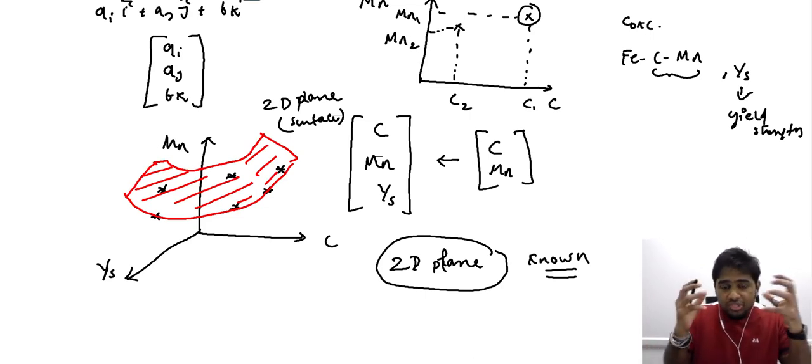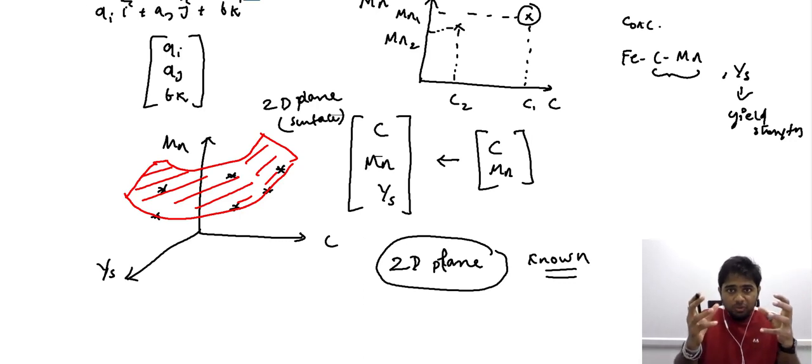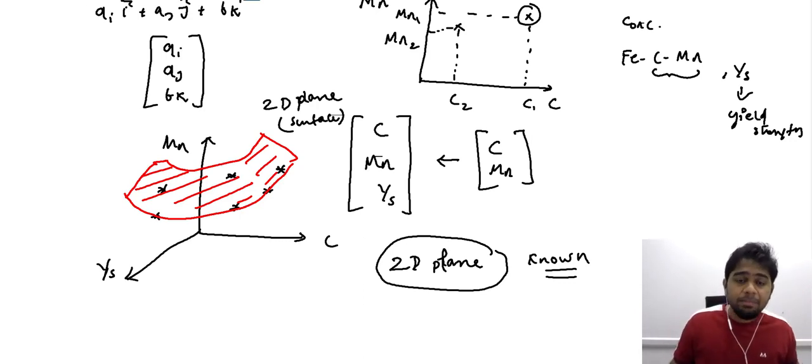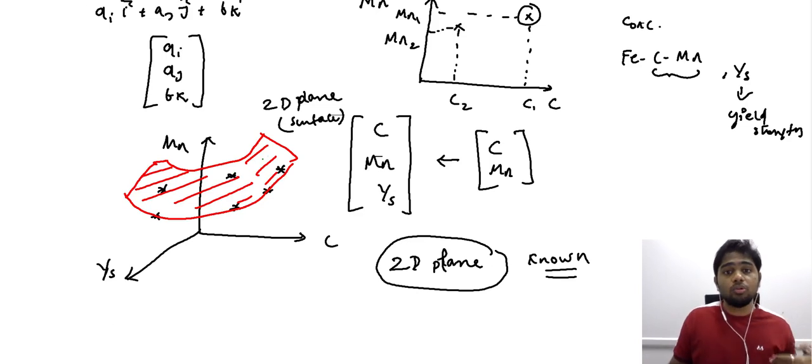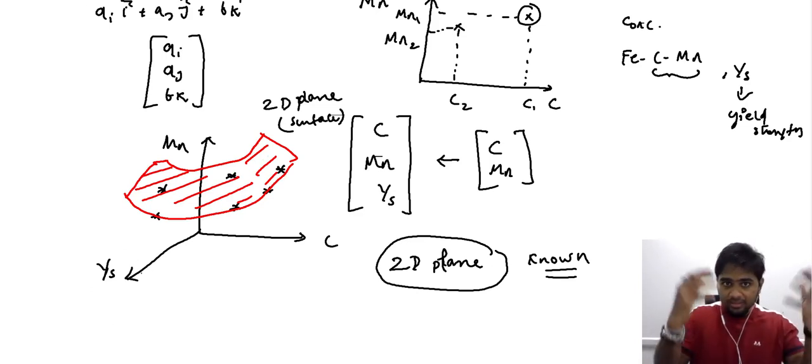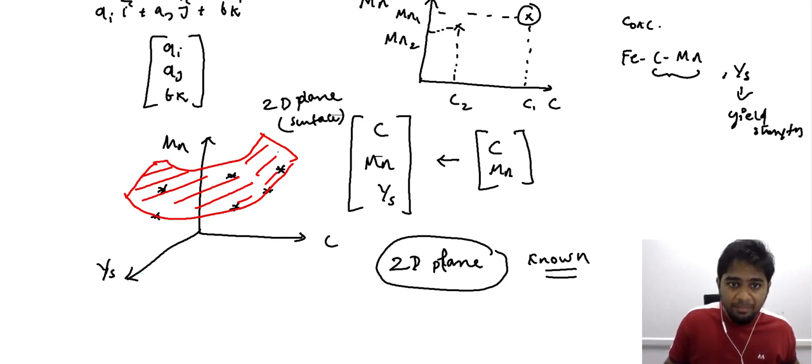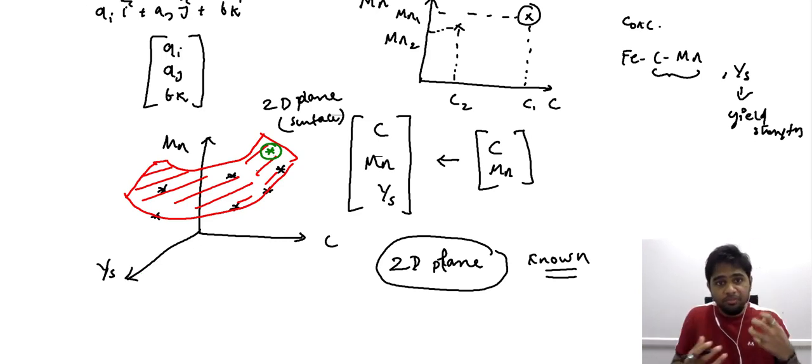Once you are able to describe this two-dimensional plane, then supposing you know just the concentration alone, it becomes possible for us to place that concentration in this plane and predict the estimated yield strength for that concentration. So if only the concentration is known, then when I place the corresponding concentration here, it becomes possible for me to predict the corresponding yield strength.